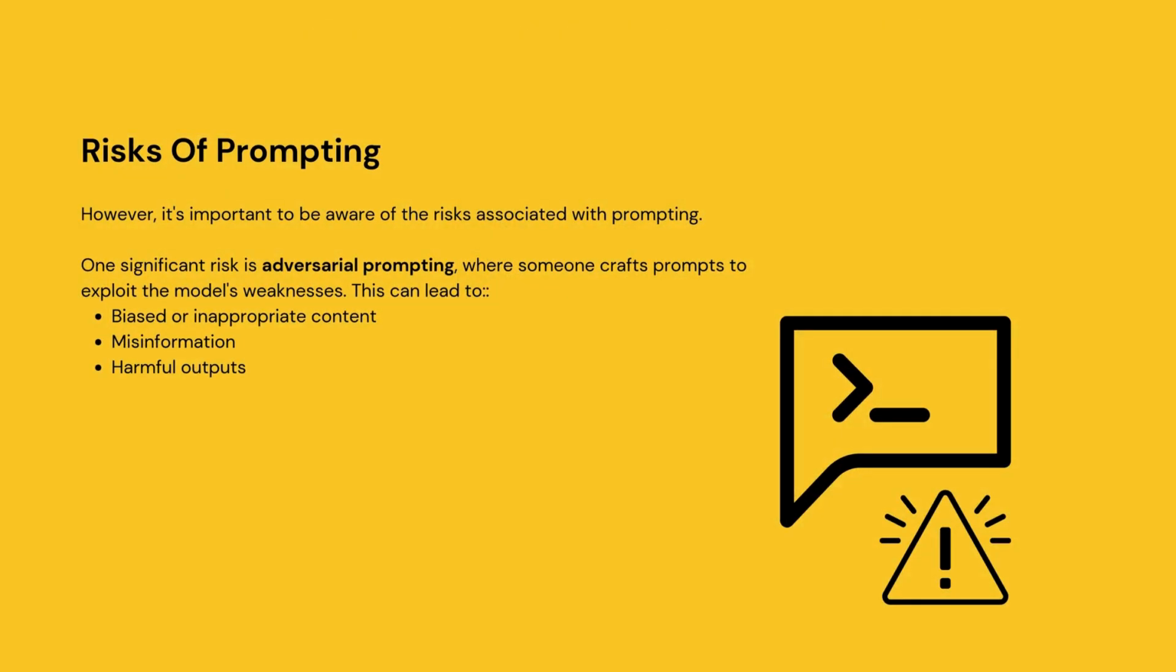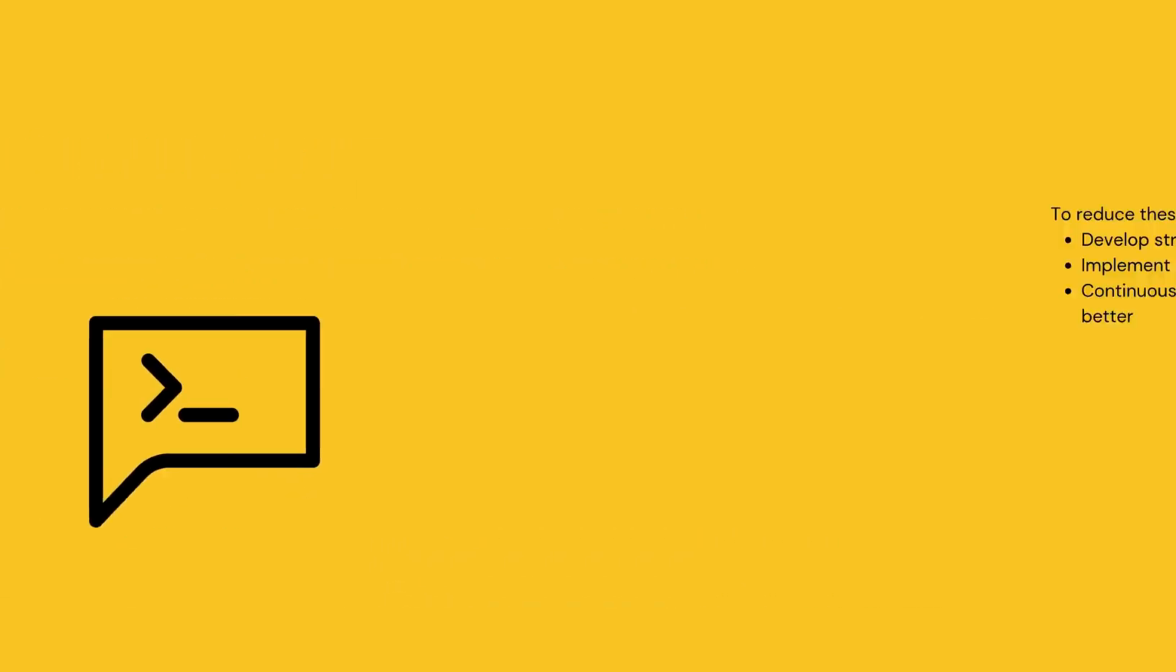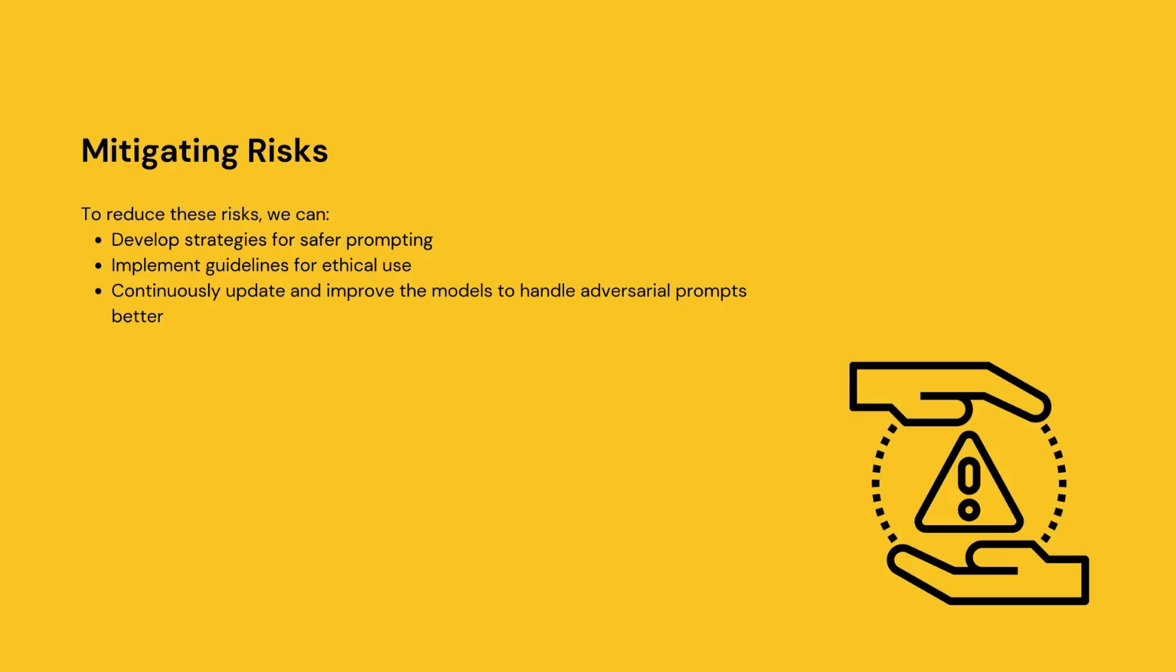Risks of prompting. However, it's important to be aware of the risks associated with prompting. One significant risk is adversarial prompting, where someone crafts prompts to exploit the model's weaknesses. This can lead to biased or inappropriate content, misinformation, harmful outputs. Mitigating risks. To reduce these risks, we can develop strategies for safer prompting, implement guidelines for ethical use, continuously update and improve the models to handle adversarial prompts better.